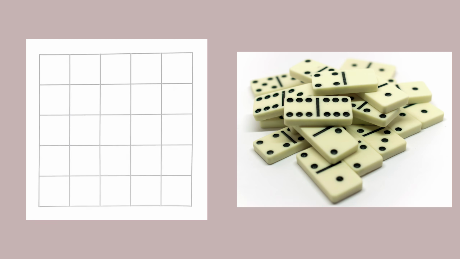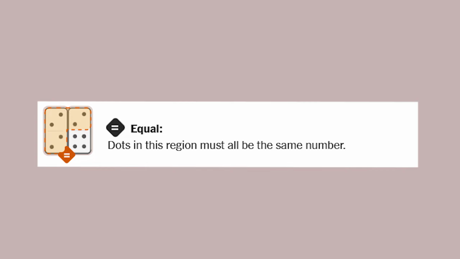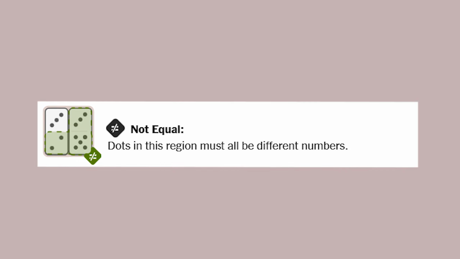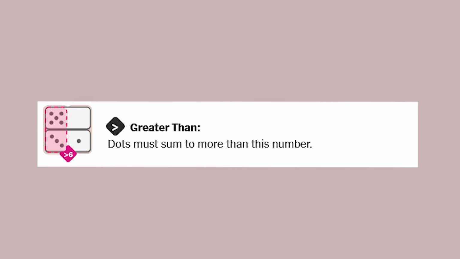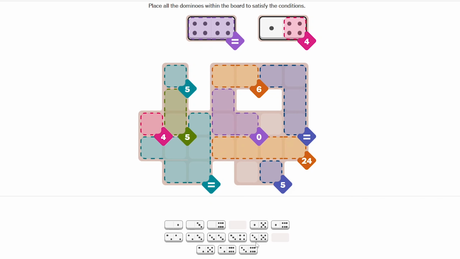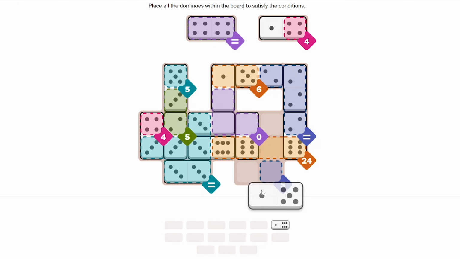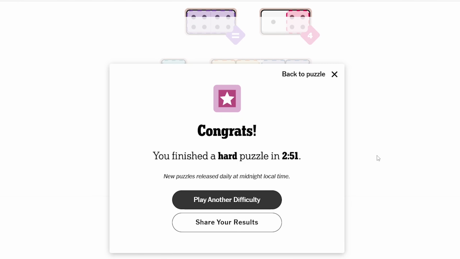also extra restrictions, these being: number, dots must add up to this number; equal, dots within this region must all be the same number; not equal, dots in this region must all be different numbers; greater than, dots must sum to more than this number; less than, dots must sum to less than this number. If you can fill up the grid with all of your dominoes while following all of these conditions across the grid, you win. So this should be super easy to program, right?